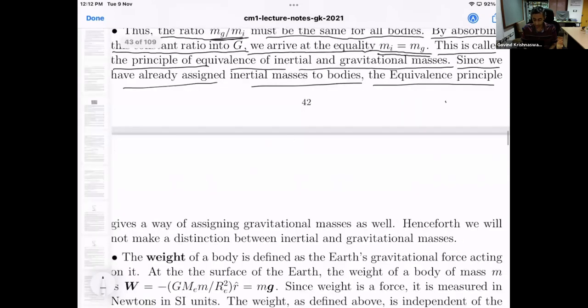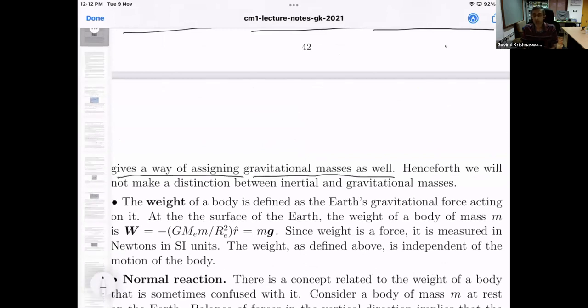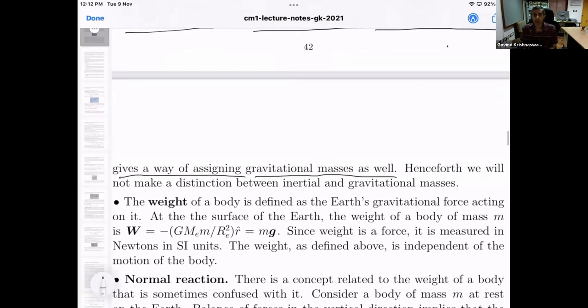gives us a way of assigning gravitational masses as well. So through these two experimental procedures, we are able then to assign both gravitational and inertial masses to all bodies relative to some reference body, in some units. So based on all of this, henceforth, we will not make a distinction between inertial and gravitational masses, and simply call it the mass of a body.